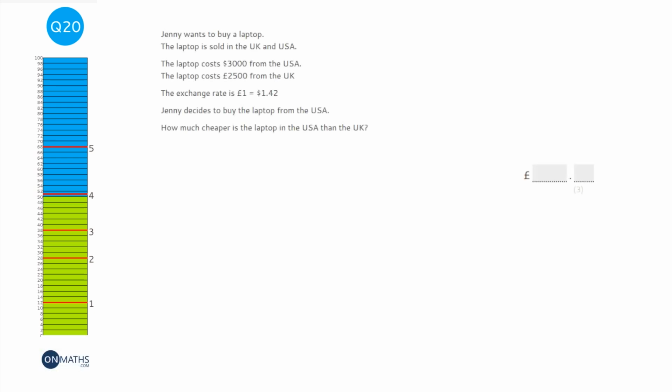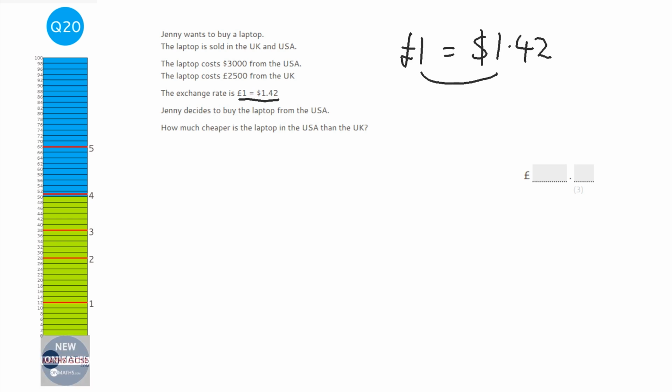Okay, so this question's about exchange rates, and this part here is quite important. If I just rewrite that to make it a bit bigger, this is basically saying that to get from pounds to dollars, we just need to times by 1.42. And you can get that by just dividing the right hand side by the left hand side.